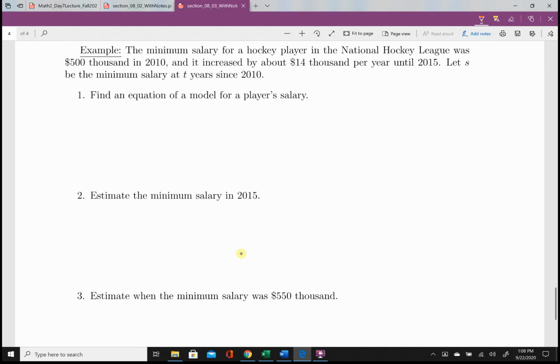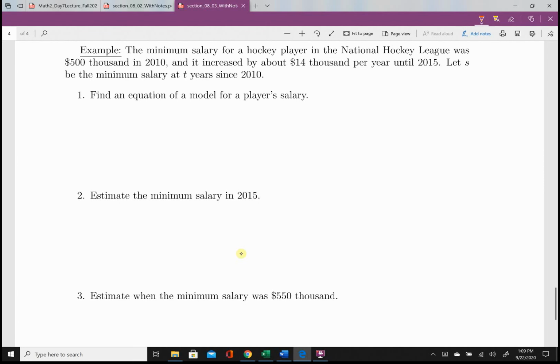A case in point, this example that we're going to use here. We're going to find the minimum salary for a hockey player in the National Hockey League, okay? So it was $500,000 in 2010, and it increased about $14,000 per year until 2015. Let S be the minimum salary at T years since 2010.